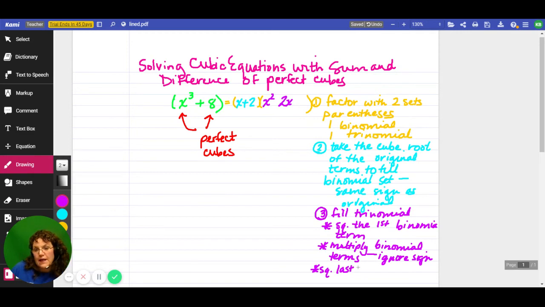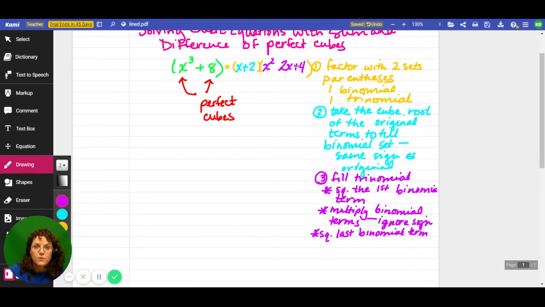And then you're going to square the last binomial term. So 2 squared is 4. This time you use the sign. When I square that, it's going to be plus 4. That last term is always going to be a positive because you always get it from squaring the last binomial term. So it's always going to be plus whatever.